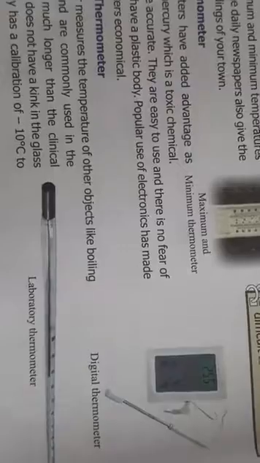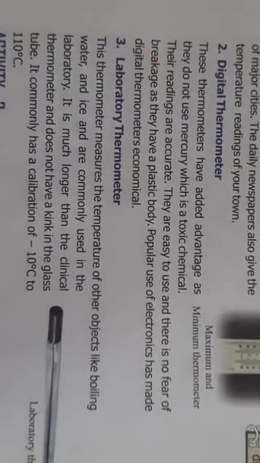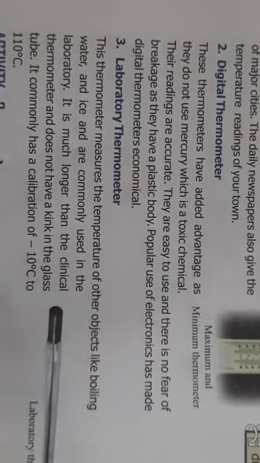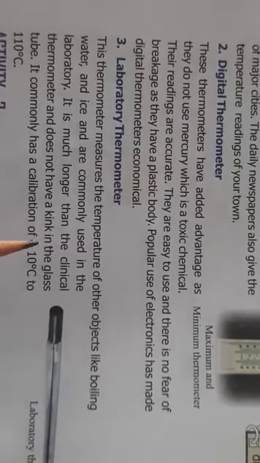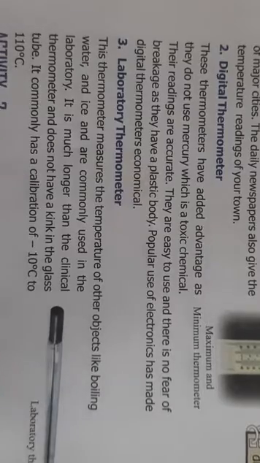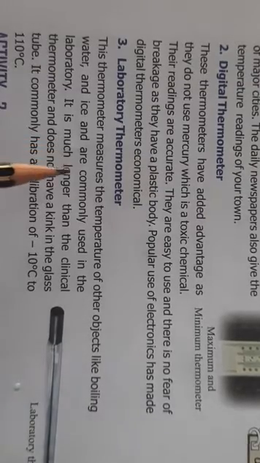Then the next kind of thermometer is the laboratory thermometer. The laboratory thermometer measures the temperature of other objects like boiling water. You cannot use a clinical thermometer to find the temperature of boiling water, and you cannot put it in ice. If you put it in boiling water, the clinical thermometer will break. But that is not the case with the laboratory thermometer.